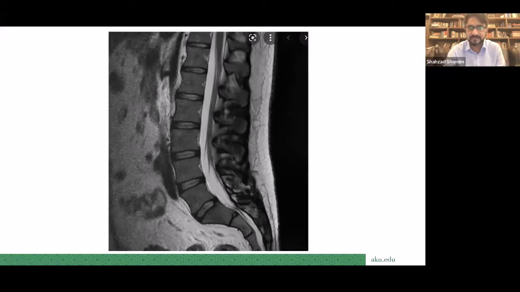Now here, you can see that the canal is wide. Second, there is a lot of variation in this. You will not always find the same diameter canal, even in asymptomatic patients, even normal spine patients. So for example, this is a lucky patient with a wide canal, good disc heights, good vertebral bodies, good alignment, good lordosis.